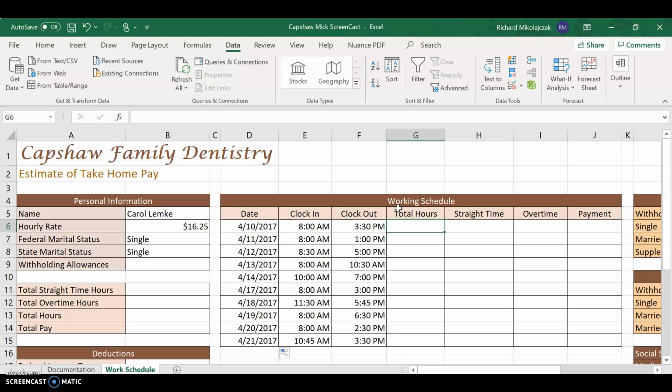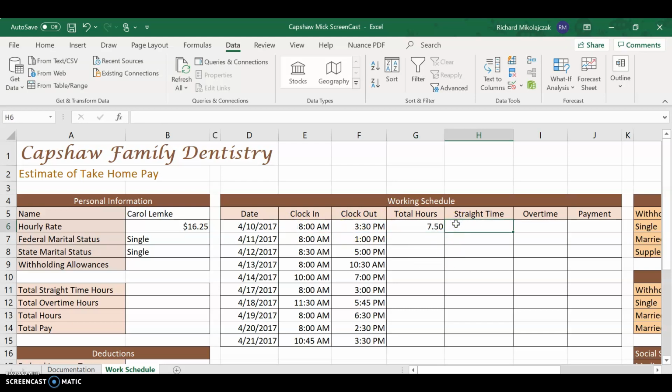It's very easy. What we're going to need to do here, though, is we equal clock out minus clock in, parentheses, times 24. Times 24. Times 24. Enter.